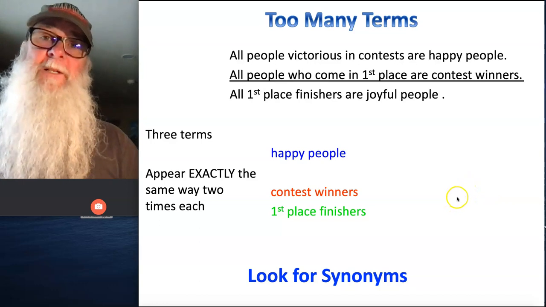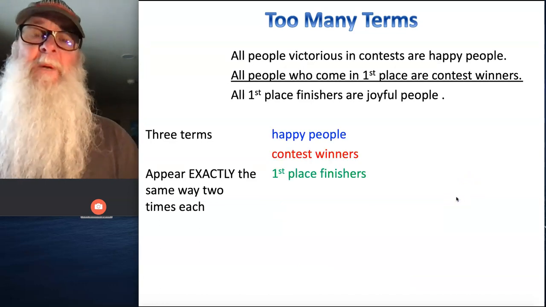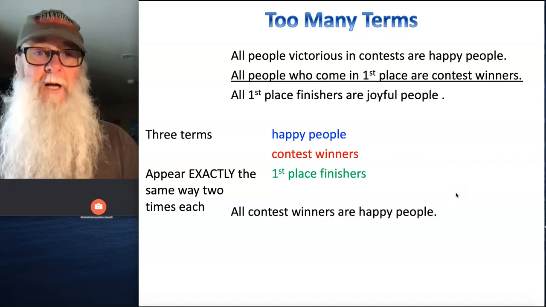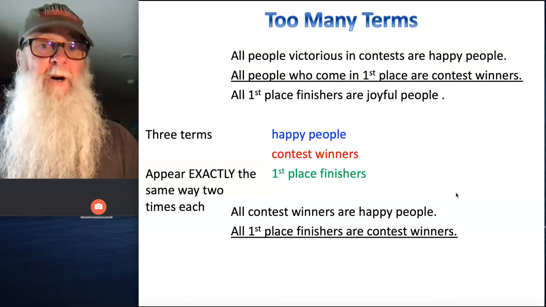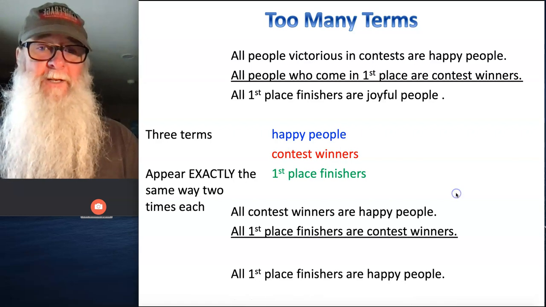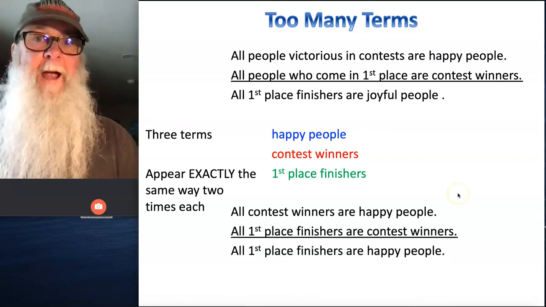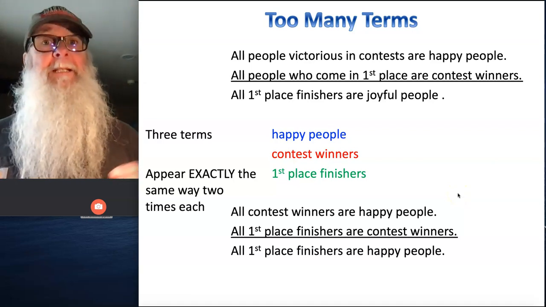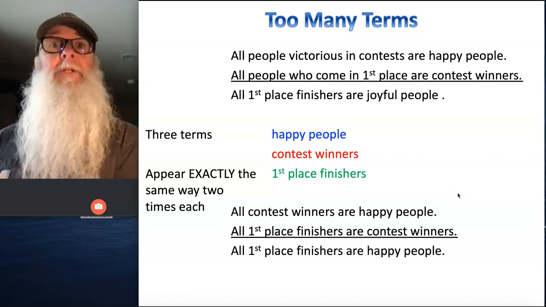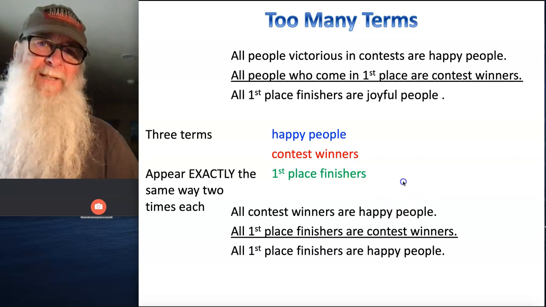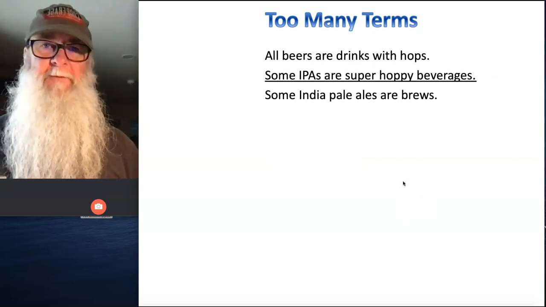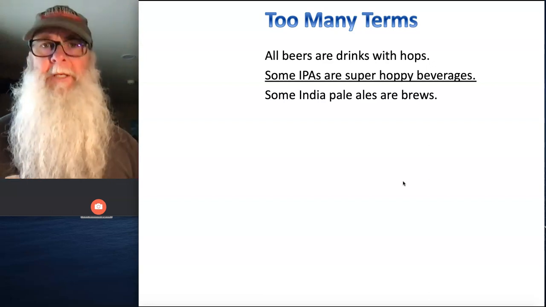And so now we've whittled this down to just 3 terms, and we can rewrite the argument using these 3 terms. All contest winners are happy people. All first place finishers are contest winners. All first place finishers are happy people. And now we've got this categorical syllogism in standard form, and we can start to do things with it, okay? Now, sometimes when we're trying to reduce the terms, it's not going to be quite so easy or straightforward, and it's going to require more interpretation on our part.